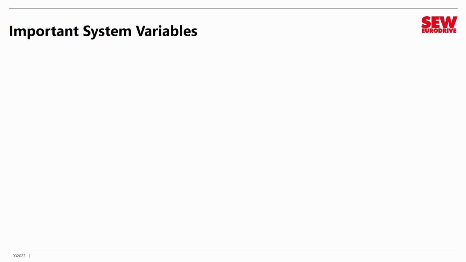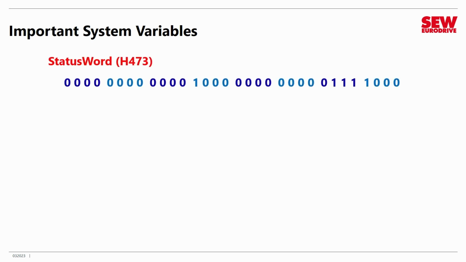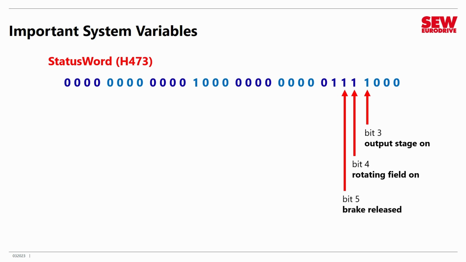Now, it's probably time to point out a few system variables that you should be aware of that might be helpful to you in writing positioning programs. Let's look at our friend's status word in H473. It's got a lot of useful bits. For example, bit 3 tells you if the output transistors have been turned on in the VFD. Bit 4 tells you if the magnetic field is rotating. Bit 5 tells you if the brake is released. Bit 6 tells you if the brake is applied.